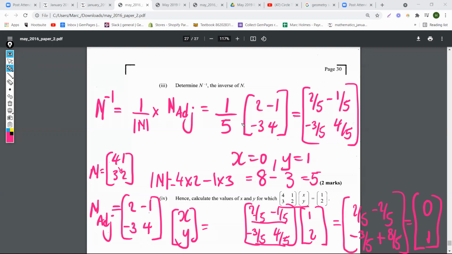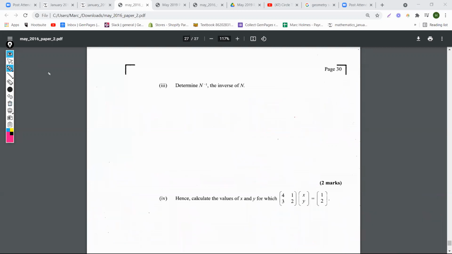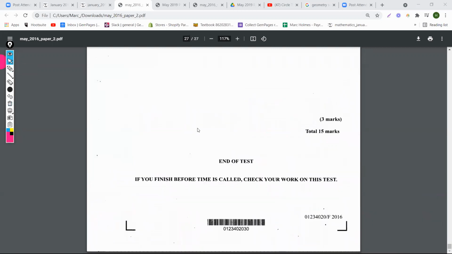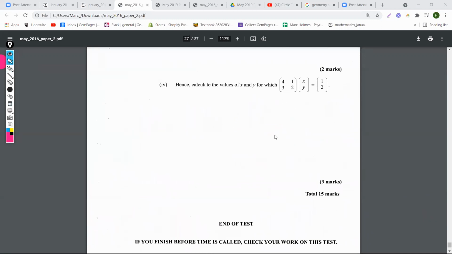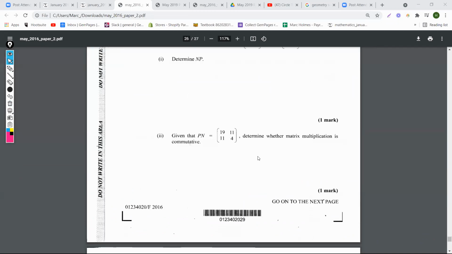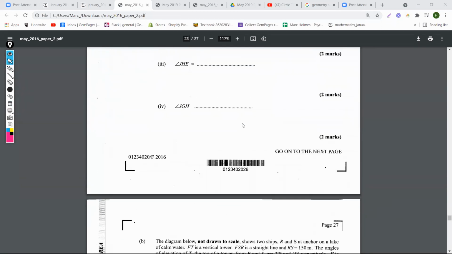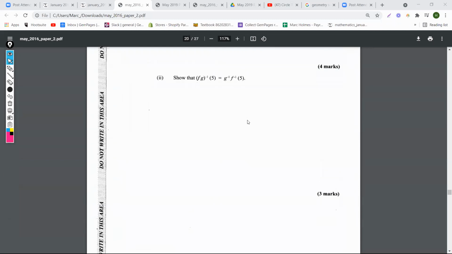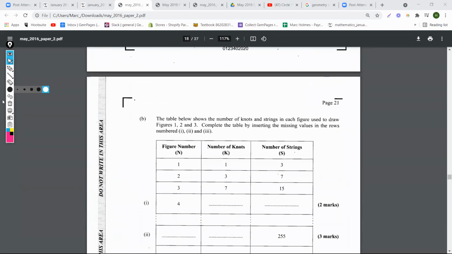Yeah, 0 and 1, that's what we're supposed to get. And I think that's it. I think that's the end of the paper, guys. Yeah, that's it. After that, we're done. So we finished the paper at least. We finished the whole of May 2016. We did everything pretty much.